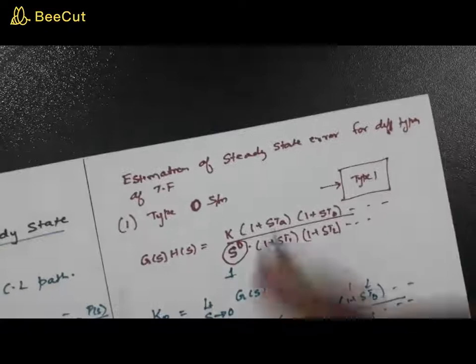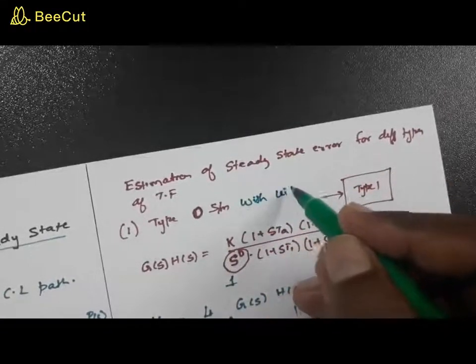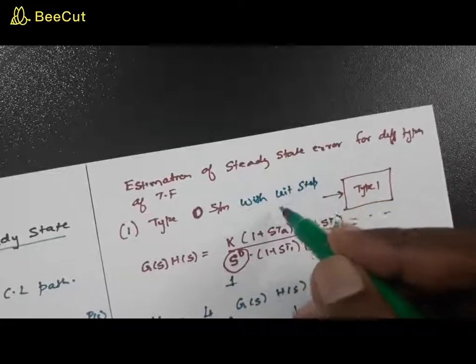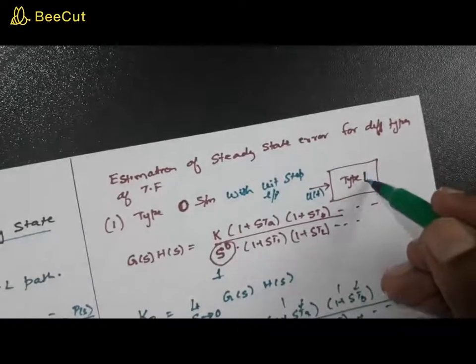Okay, so again, repeat this. This is a type 0 system with unit step input. You are giving a unit step input to a type 0 system and you're analyzing that.